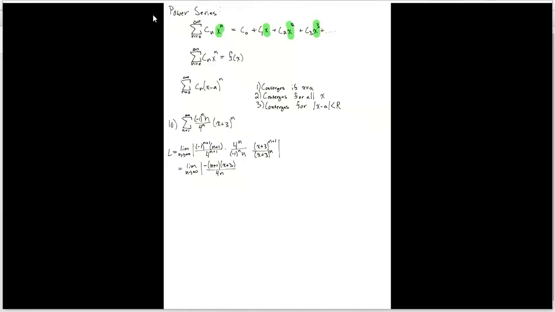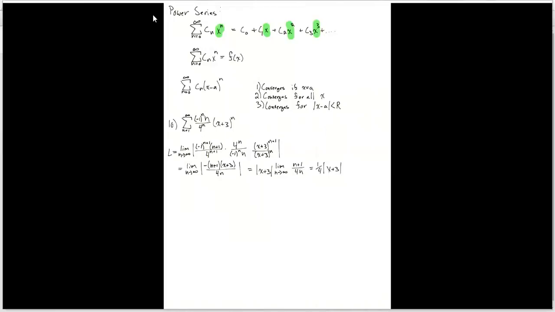4n. Right? This is equal to the absolute value of x plus 3, because that doesn't pertain to n, so it can move outside the limit. This is the limit as n goes to infinity of n plus 1 over 4n. So this is 1/4 absolute value of x plus 3.